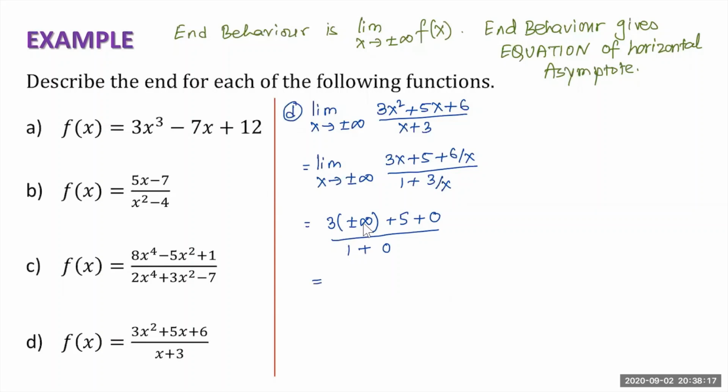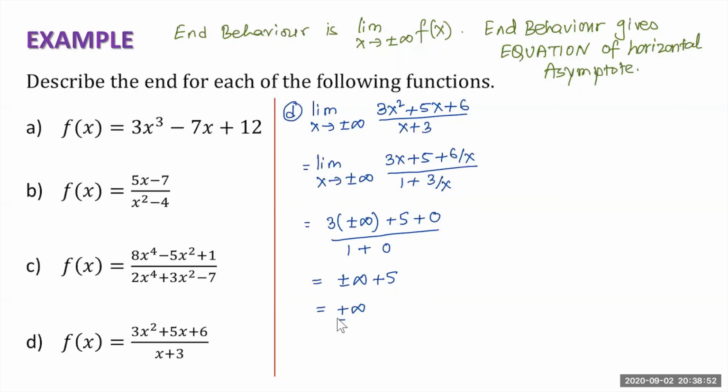So 3 times plus or minus infinity, 3 multiplied by a very big number, that's also plus or minus infinity, plus 5. When you add 0, that's just that. When you divide by 1, that's what you'll get. So if it is positive infinity plus 5, it is positive infinity. Very large number plus 5, that's very large. And a large number with negative magnitude, plus 5, will still be negative infinity.